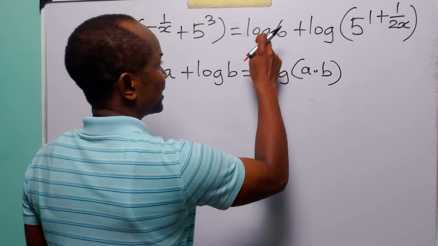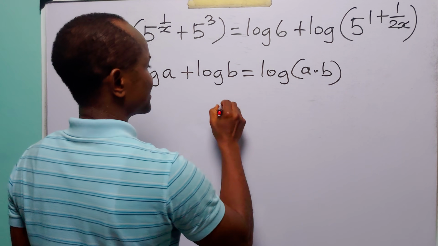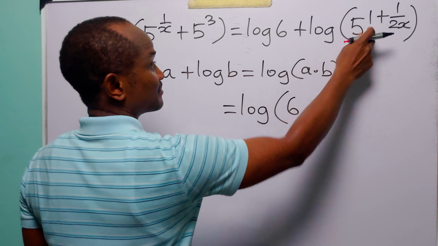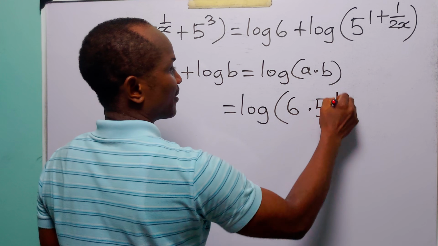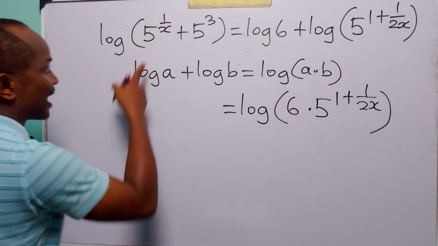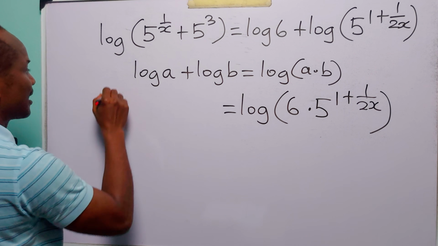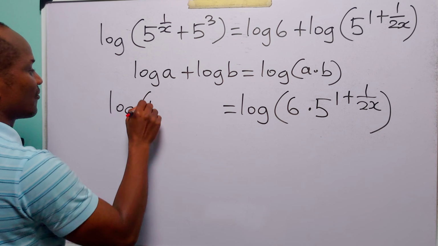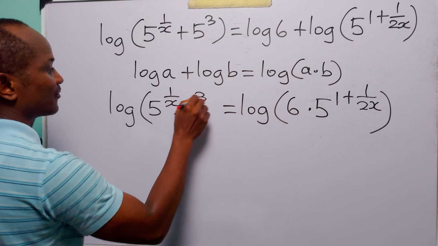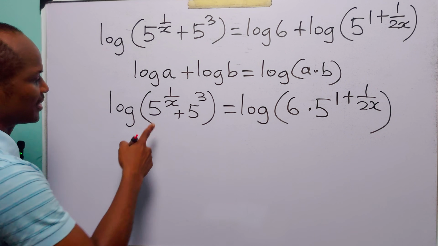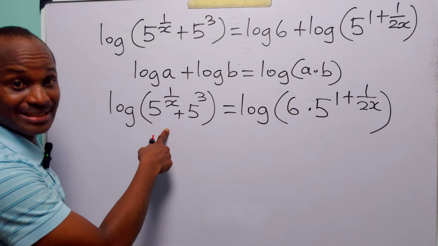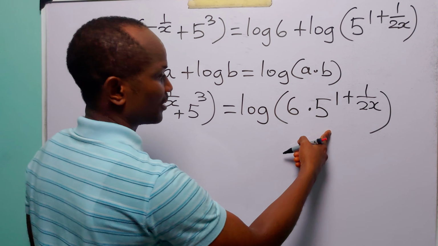That means that we can write this as log 6 times 5 to the power 1 plus 1 over 2x. And of course, on the left-hand side, we have log 5 to the power 1 over x plus 5 cubed. Now, let us compare both sides of this equation. Here we have that log this is equal to log that.